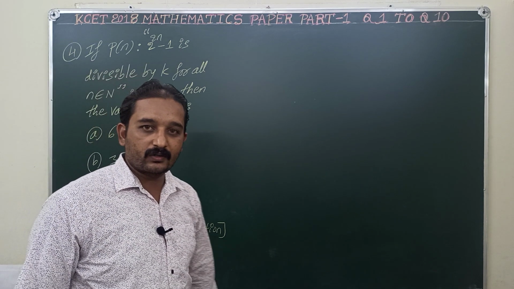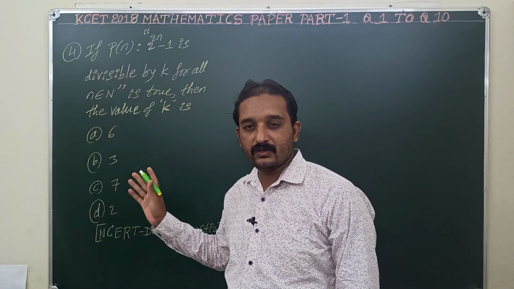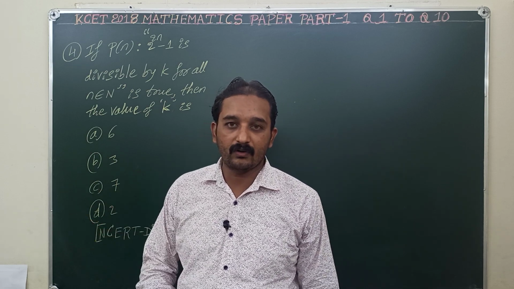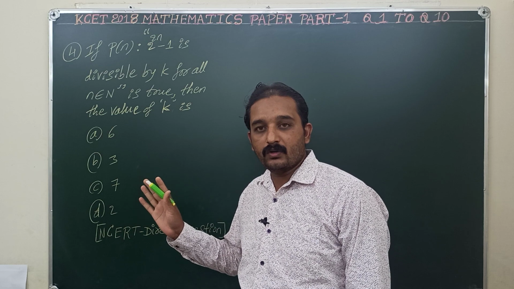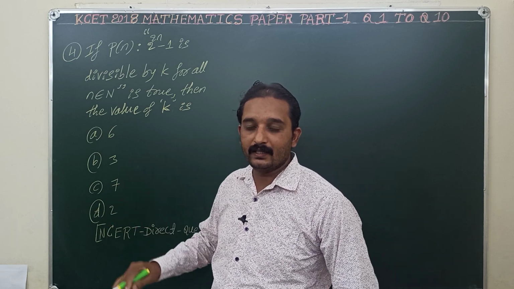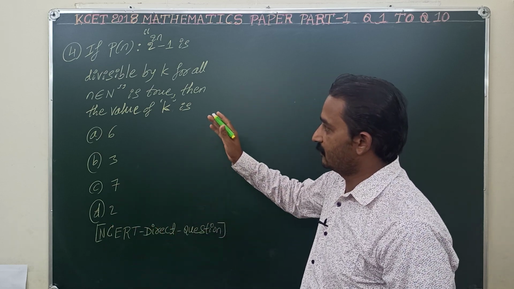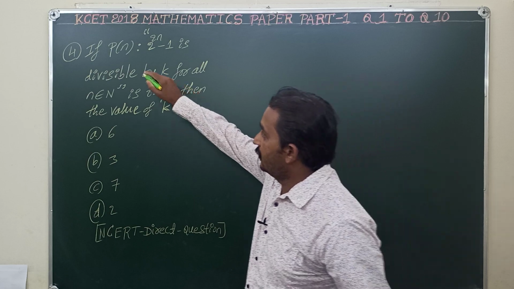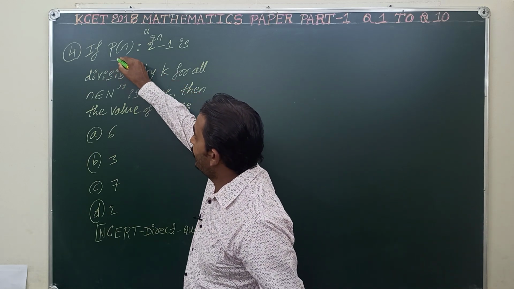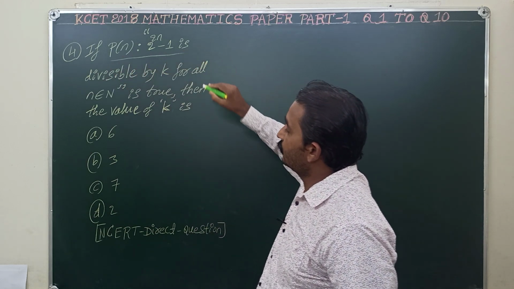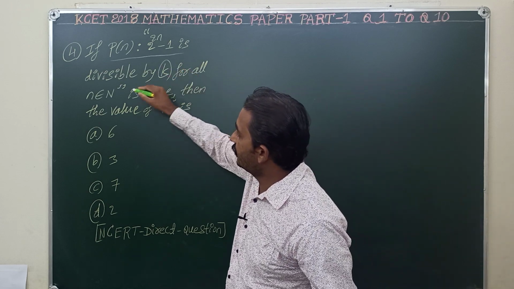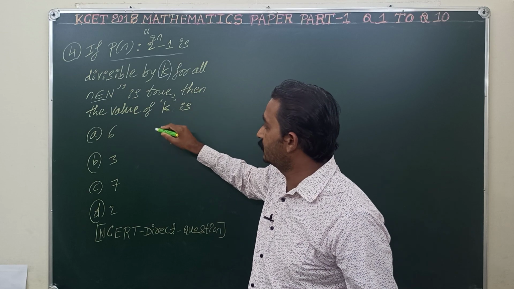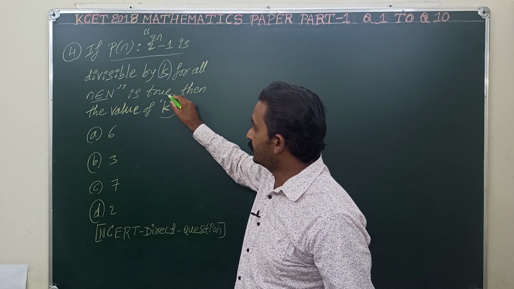So now let us move on to the next question, question number 4. This question is based on the chapter Principle of Mathematical Induction. Usually they ask one question on this chapter in KCET. Let us take the first question in this case. If P of n equals 2 to the power of 2n minus 1 is divisible by k for all values of n belonging to N, and it is true, then the value of k. We have to find out the k value.